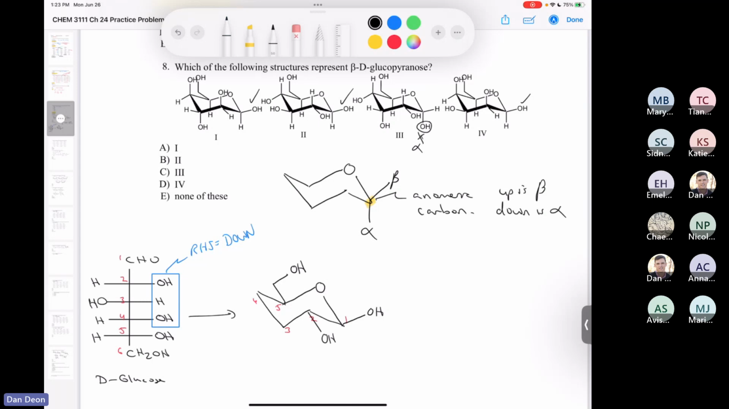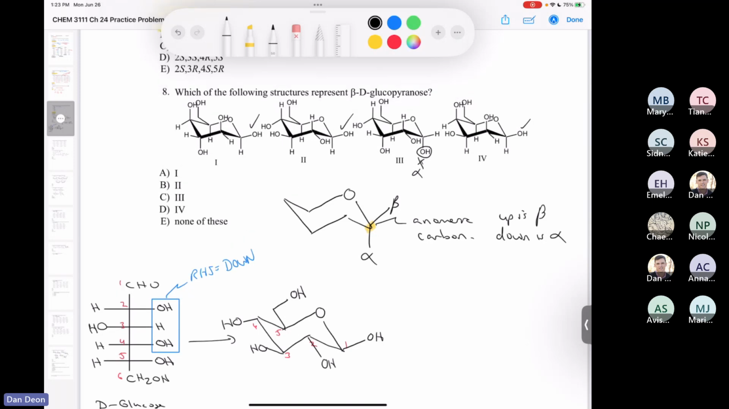If we look at carbon 3, the hydroxyl is going up, so it's going to be up and equatorial. And if we look at carbon 4, the hydroxyl is going down, so it's going to be down and equatorial, like this. And so whatever compound has the exact same conformation as this is going to be our beta-D-glucopyranose.